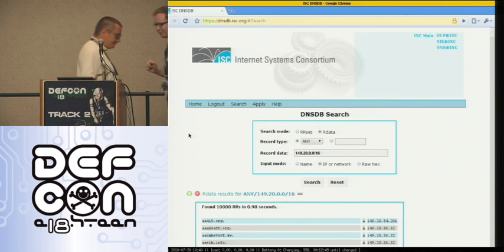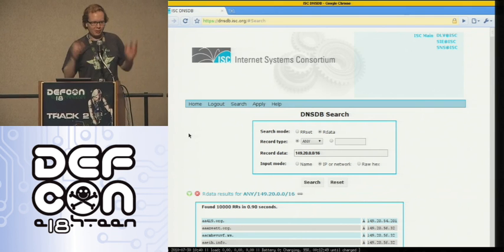To add some concrete numbers. Oh, we're done. All right.